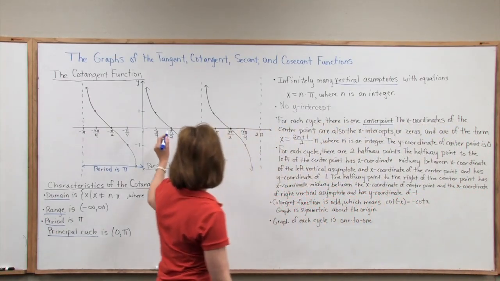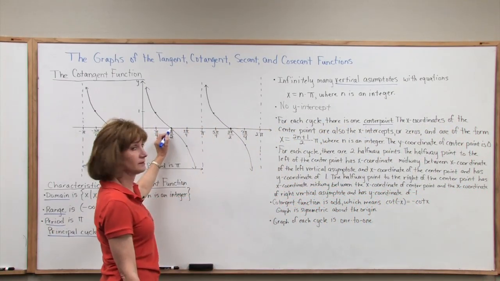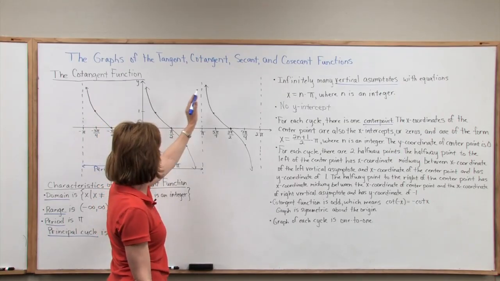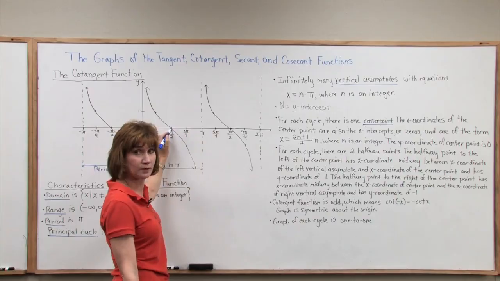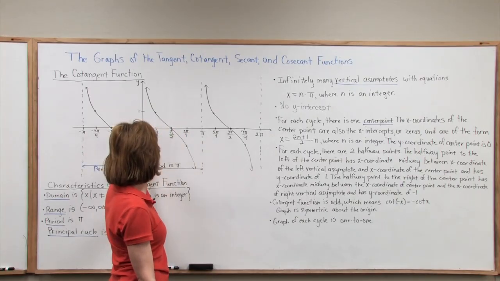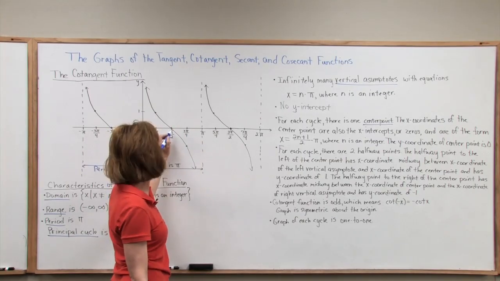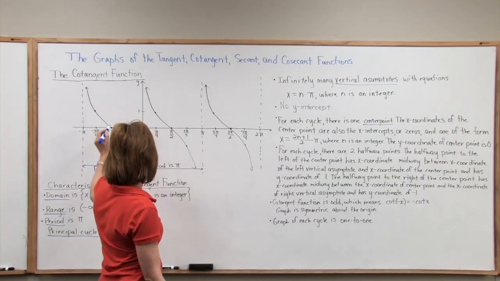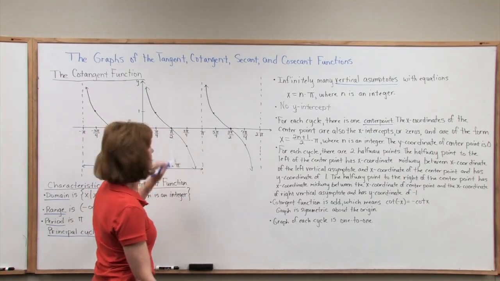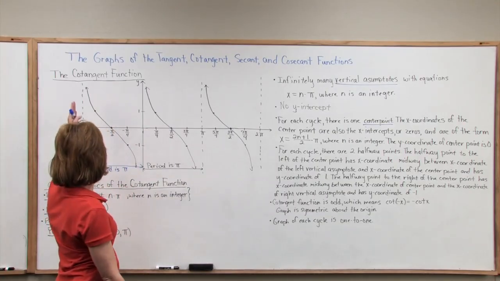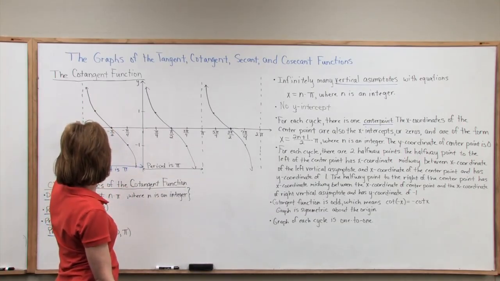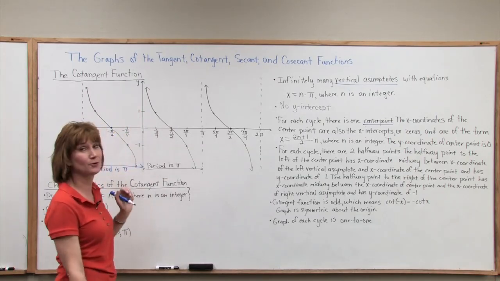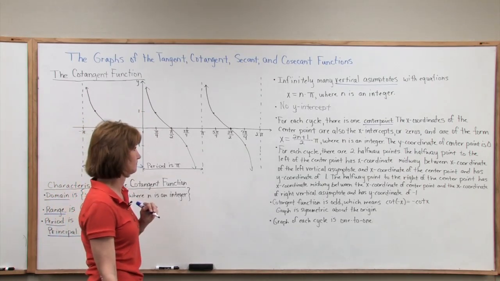The center point is located halfway between the left vertical asymptote and the right vertical asymptote. So the x-coordinate is right in the middle between the left and the right vertical asymptote, and the y-coordinate of the center point is 0. So all of these, you can see 3 center points. They always occur where the x-coordinate is midway between the left vertical asymptote and the right vertical asymptote, and the y-coordinate is always 0.